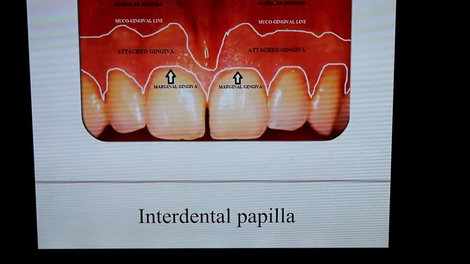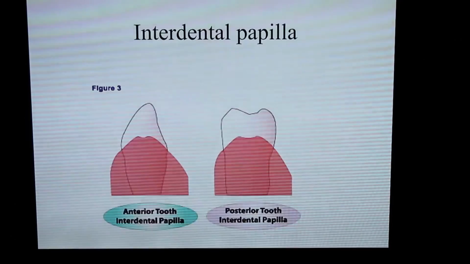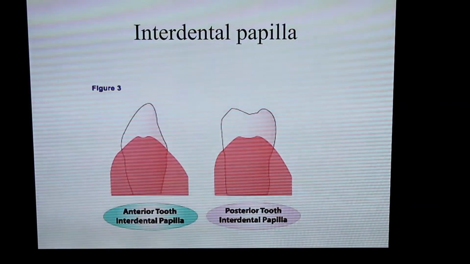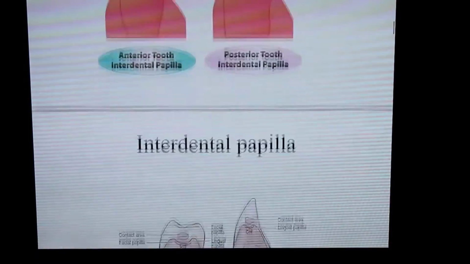Now, how is interdental papilla formed? This interdental papilla is formed by joining of the facial and lingual gingiva, and it is a horse saddle shape or sagging tent shape depression just apical to the contact area of two adjacent teeth. I'll show you in subsequent slides about that also.